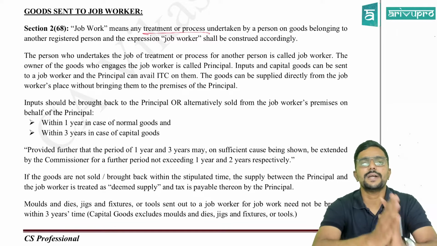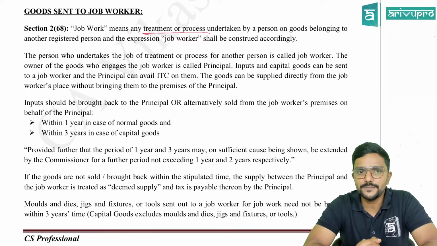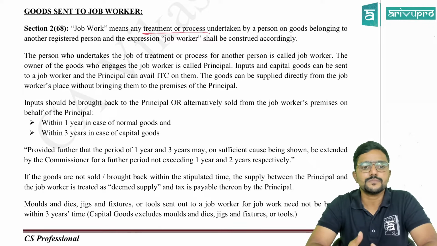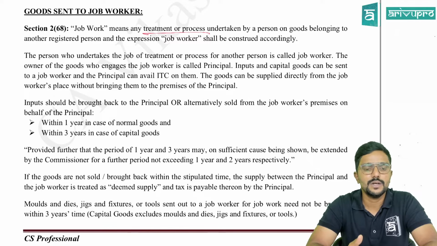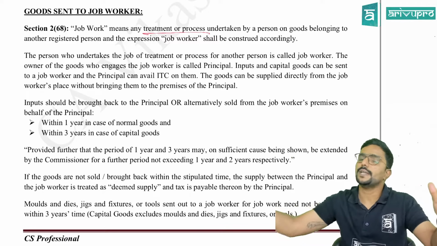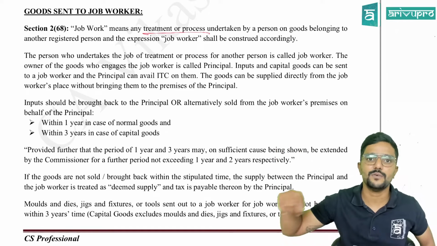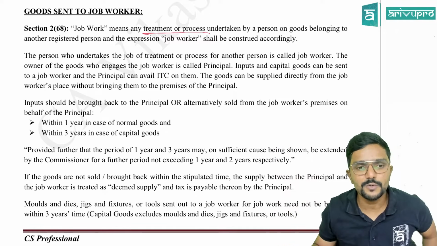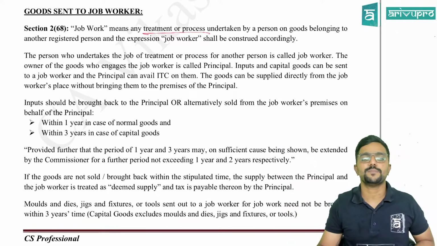The person who undertakes the job of treatment or process for another person is called job worker. The owner of the goods who engages the job worker is called principal. Input and capital goods can be sent to a job worker and the principal can avail ITC on them. The goods can be supplied directly from the job worker's place, meaning the principal can supply the goods directly from the job worker's place if he has found customers, without bringing them to the premises of the principal.